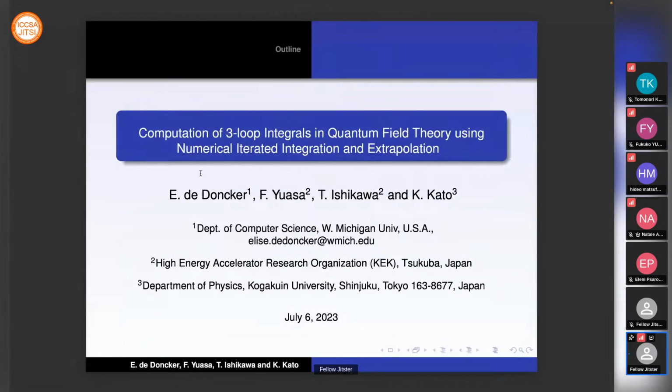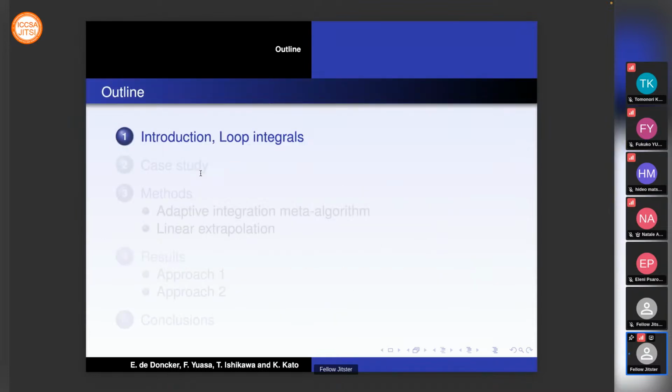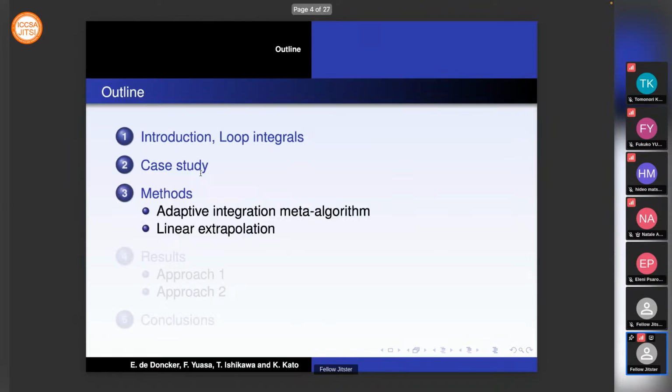All right, thank you. My title is Computation of Three-Loop Integrals in Quantum Field Theory using Numerical Iterated Integration and Extrapolation. And I thank my co-authors Yuasa, Ishikawa, and Kato for their continued work and support. So I will give a representation of loop integrals and then address a case study for a particular diagram where we will outline the main methods. These are adaptive integration and linear extrapolation.